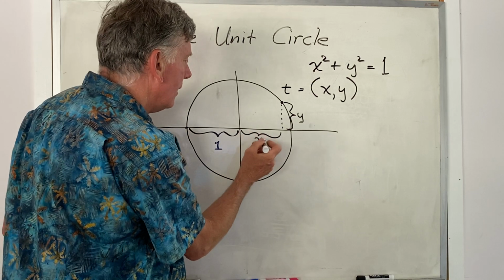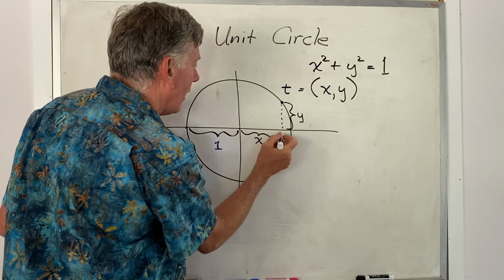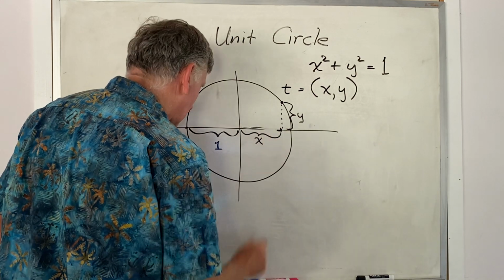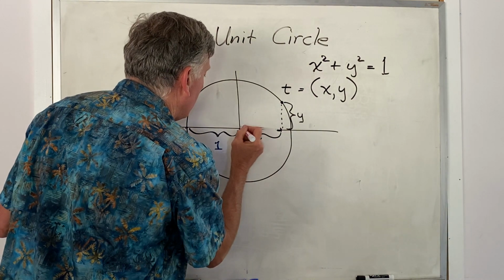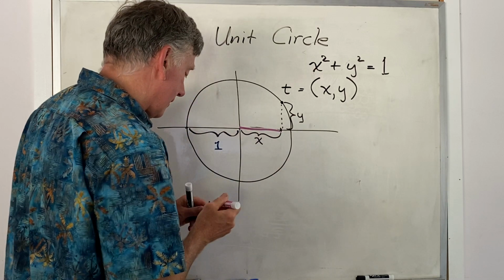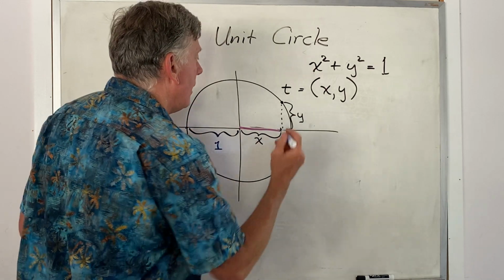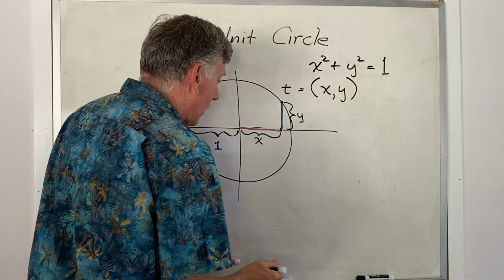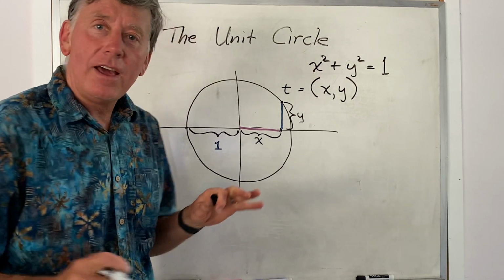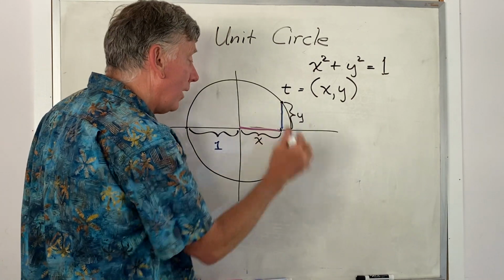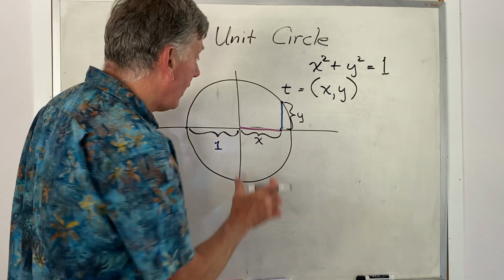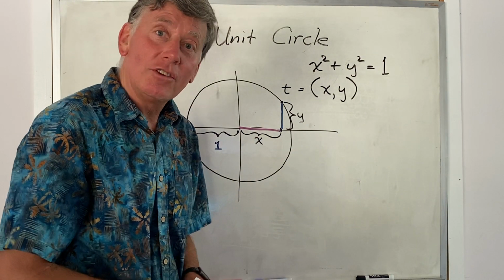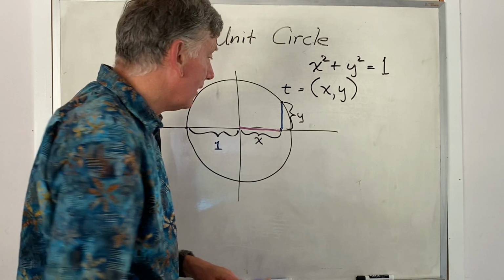So this x is this distance right here. Let me do it in a different color. That's x. And this is y. And we have a name for every point T on this unit circle. We have a name for the x-coordinate, and we have a name for the y-coordinate. And you can probably guess what it is.